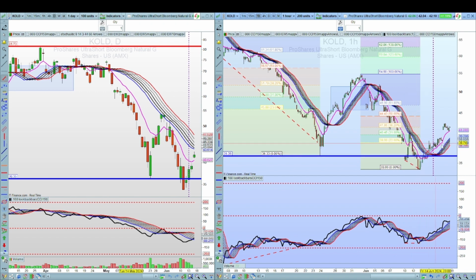You can see there it's broken up and hit the target range. The minimum target range we've got is between a 23 and a 38% level. So it's already hit that range, but of course it could go higher. And if it breaks much higher than 61%, then we're looking at further long upside.